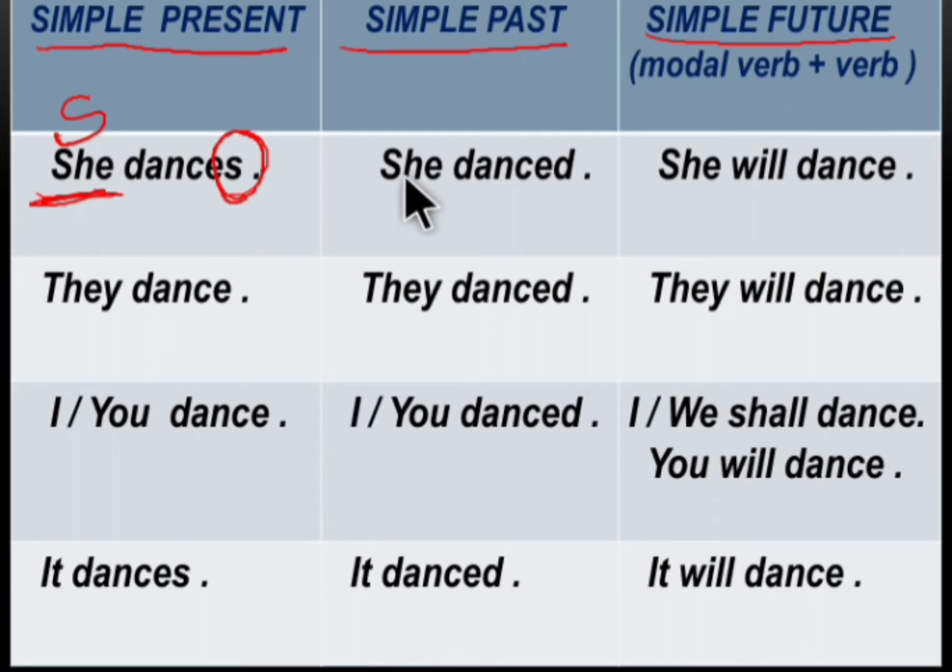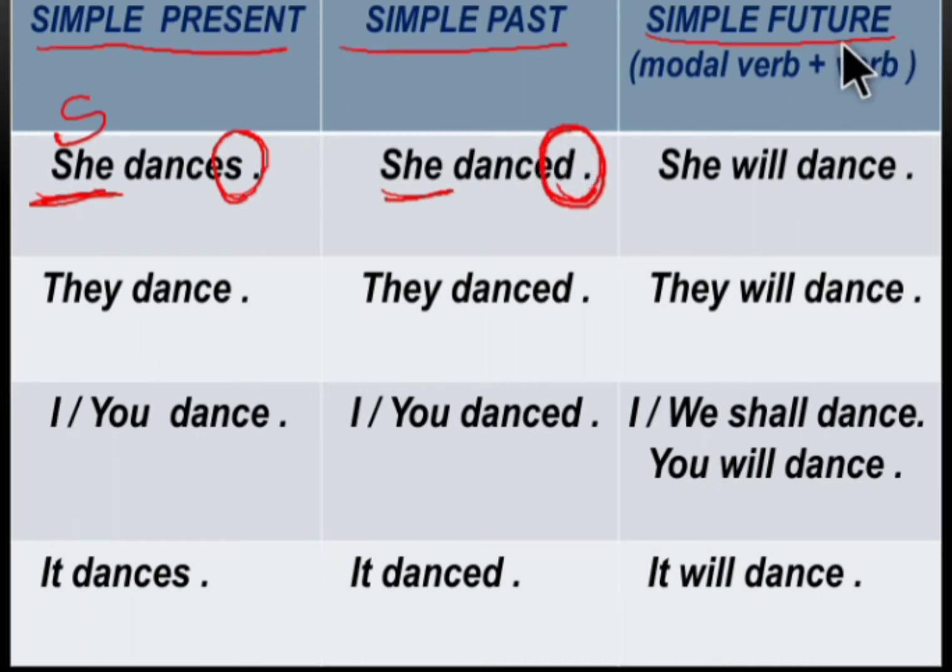And in the simple past, dance becomes danced. That is, we add d to the verb, either ed or d. Since the last letter for dance is e, we add only d to the verb. And the subject doesn't matter whether it is singular or plural. We just add d or ed and make it the past tense.